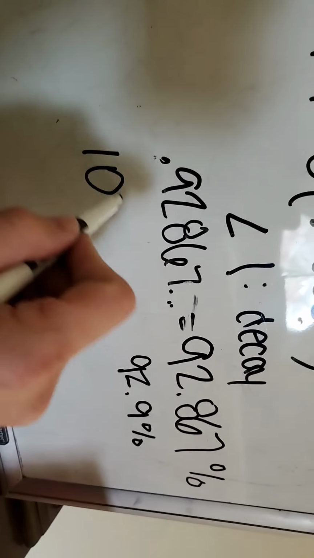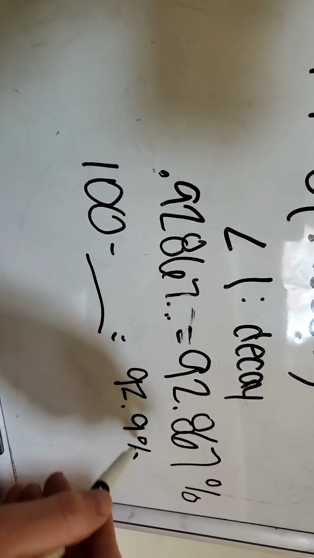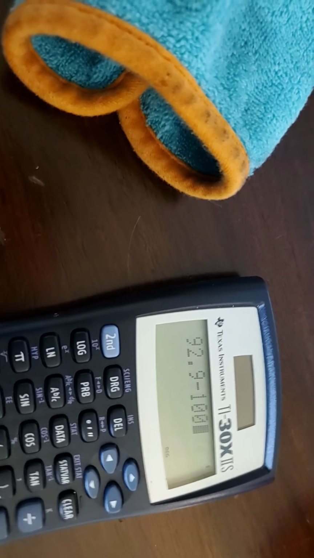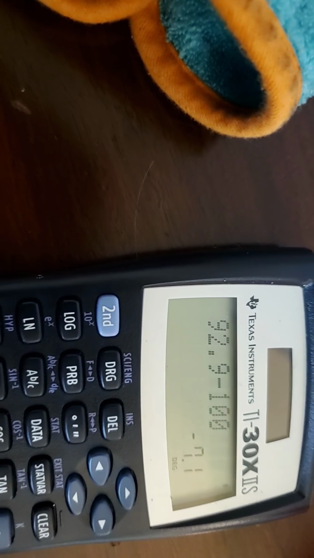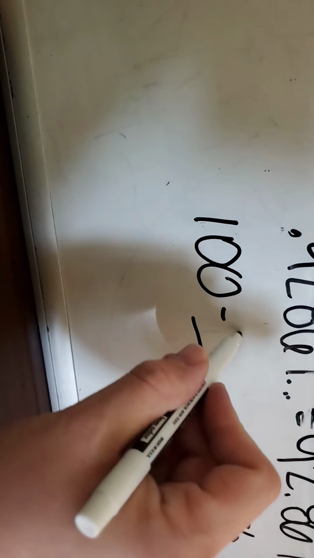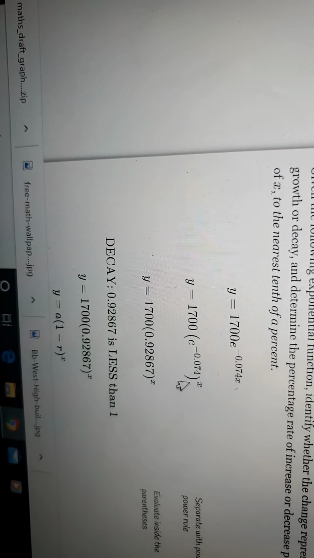Okay, now we want to know how much less than 100% is this. So 100 minus what gives me this? And again, you could just think about this as 92.9 minus 100, and then take the positive version of that. So 7.1, minus 7.1. Okay, so this is decay, and we are decaying by 7.1%.